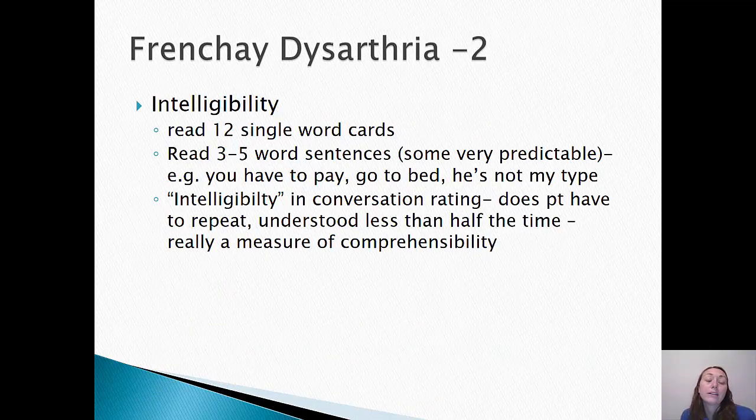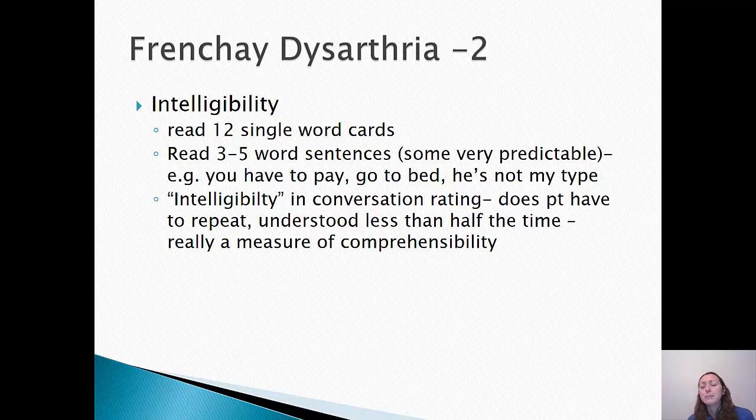And again, the end of this entire lecture is like, what does that really mean? But for intelligibility, the patient has to read 12 single word cards. So it's a really contrived intelligibility task, not very functional. The listener already knows the expectation of what the patient is going to say, and they're reading or saying out loud 12 single words. And then you have the patient read 3 to 5 word sentences. But the sentences are interestingly very predictable. So if the patient is somewhat unintelligible, the listener can still put the pieces together of what that sentence may be. Here's the thing.